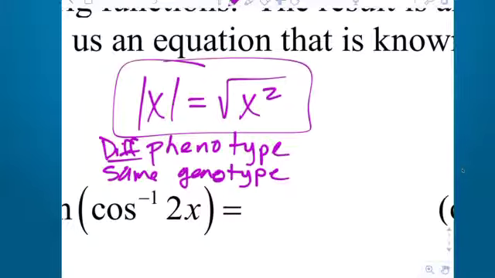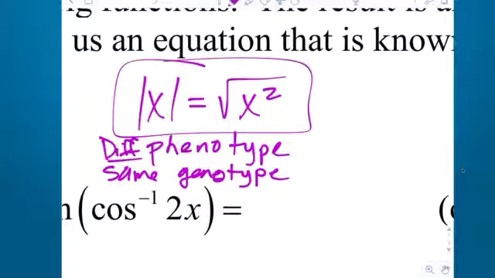Let's try it out. Pick a number. 734. What is the absolute value of 734? 734. What is 734 squared? 734 squared. What's the square root of 734 squared? 734. See? Let's try with a different number like -5.